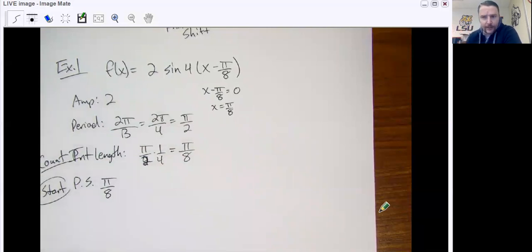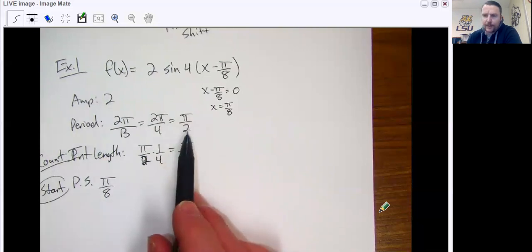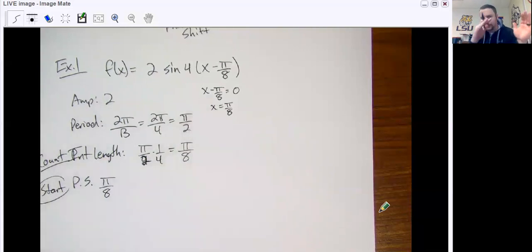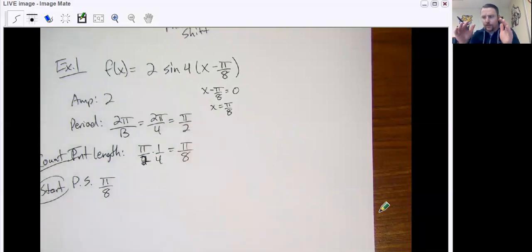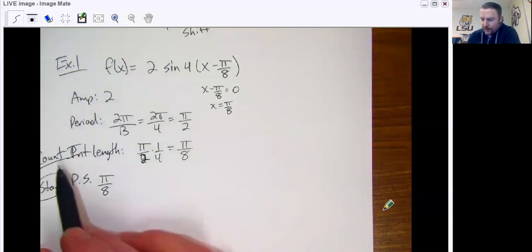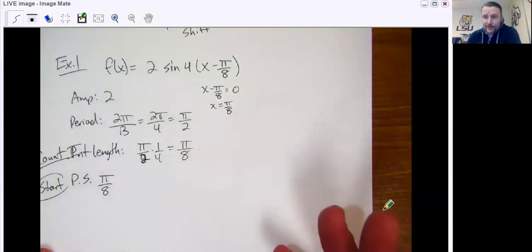Some of you might get hung up and be like, well, Mr. Baker, why aren't we stopping at pi over 2 now? Well, the whole graph just got shifted to the right. So my new stopping point is not pi over 2 now. It's actually 1 pi over 8 to the right. You could do that algebraically if you wanted to know your stopping point. But again, if you just start at your phase shift and count this out 5 times, you're good to go.